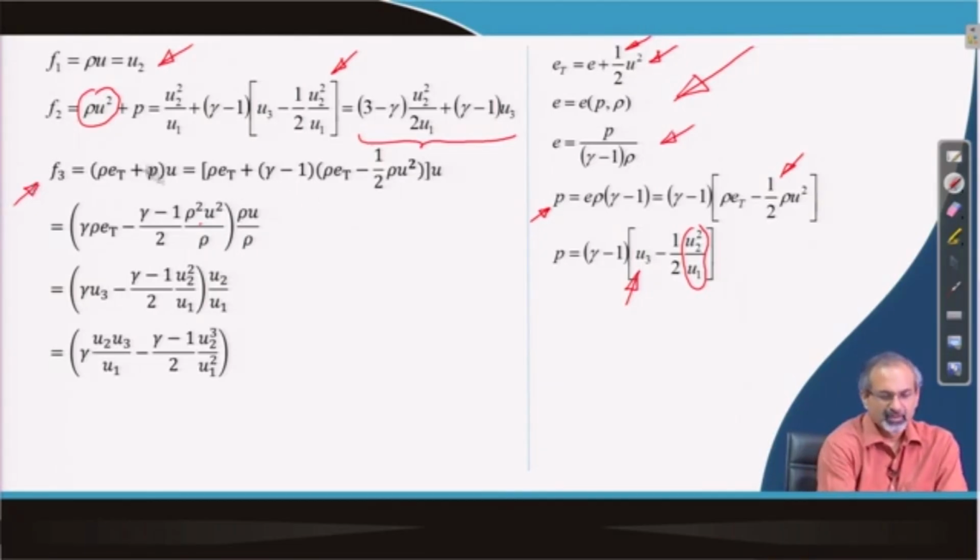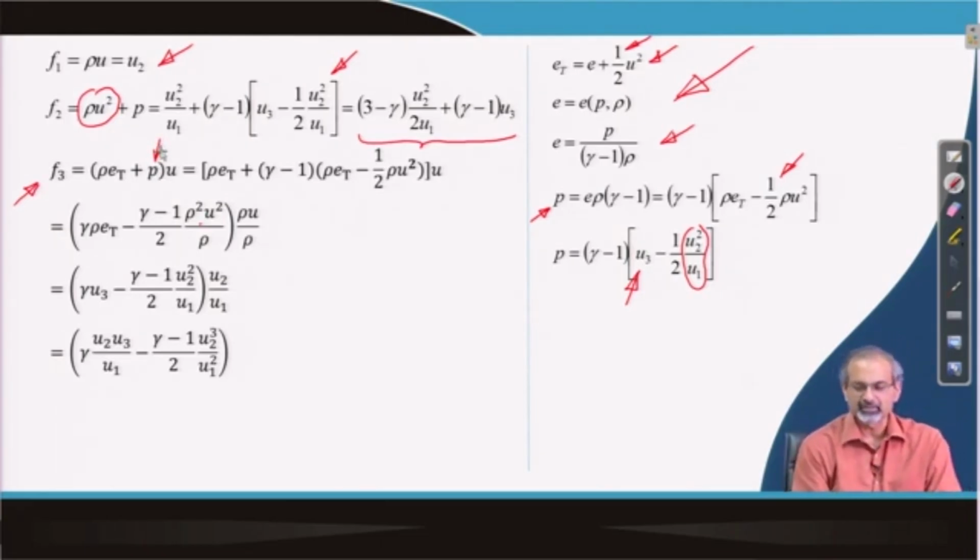So, rho E t plus P the whole into U. We have already obtained an expression for pressure in terms of U1, U2, U3. That functional dependence has been worked out already, it is convenient for us, and then we already know that rho E t is nothing but U3, right.